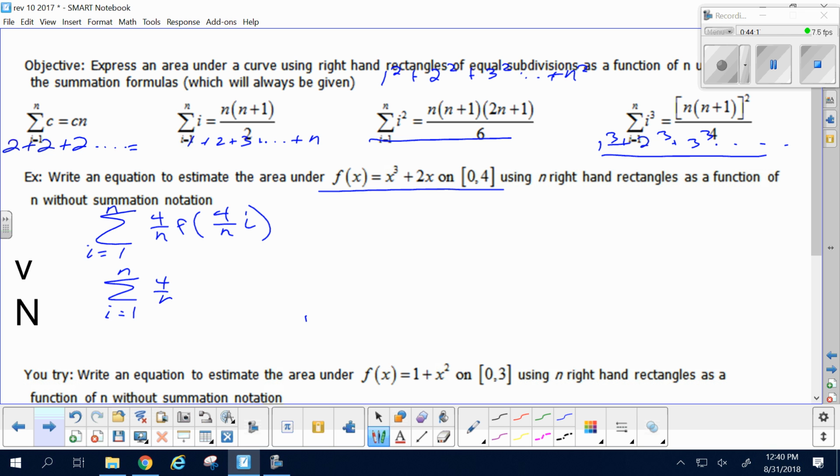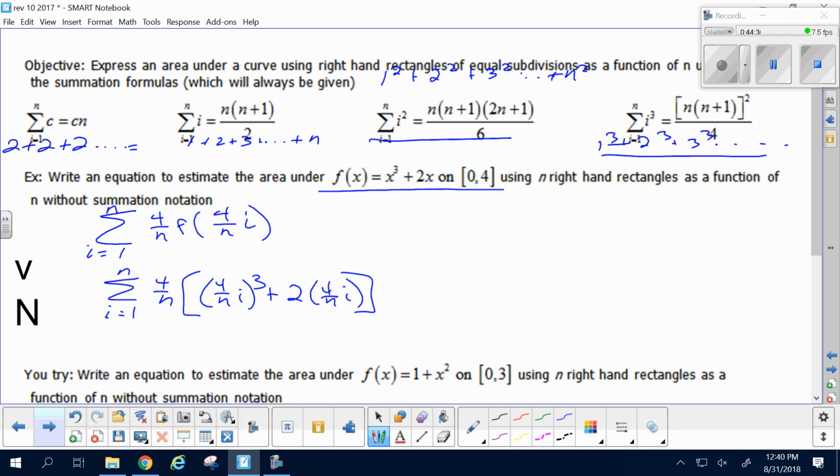If I use the function then, it's something like instead of f of, it's 4 over n i cubed plus 2 times 4 over n i. I use the function and plug those x's into that. You with me? All right, now.